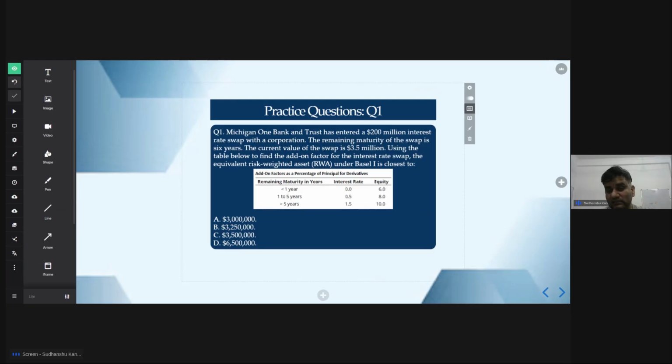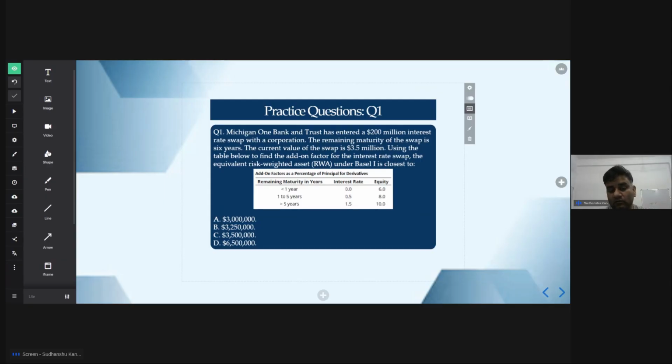Michigan One Bank and Trust has entered a $200 million interest rate swap with a corporation, a 100% weight. The remaining maturity of the swap is 6 years, so we are in more than 5 years. The current value of the swap is $3.5 million. Using the table below to find the add-on factor for the interest rate swap, the equivalent risk-weighted asset RWA under Basel I is closest to what amount? So the numbers given are IRS notional $200 million, remaining maturity 6 years, current value $3.5 million.